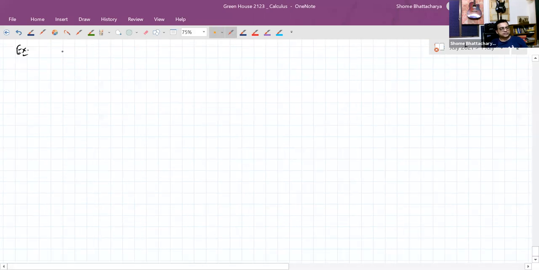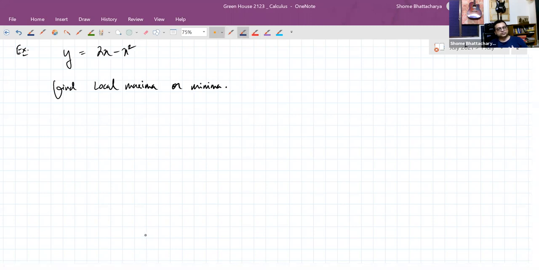Okay, so let's start with something easy. We have a simple quadratic function like this. Now we want to find any local maxima or minimum. So this one I'll just demonstrate to you how to do the steps.